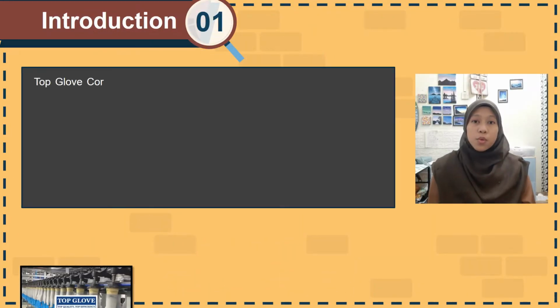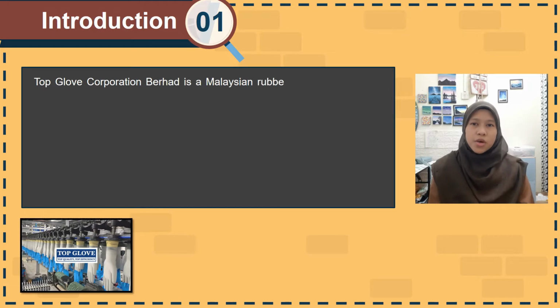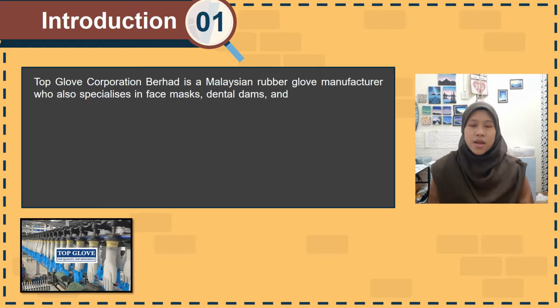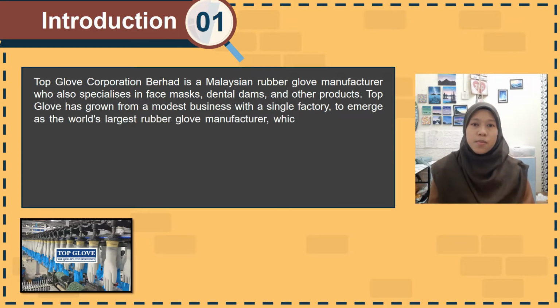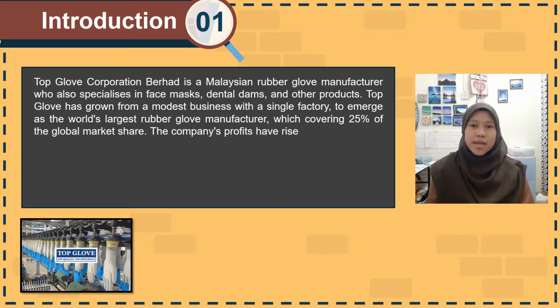As we know, Top Glove Corporation Berhad is a Malaysian rubber glove manufacturer who also specializes in face masks, dental dams, and other products. Top Glove has grown from a modest business with a single factory to emerge as the world's largest rubber glove manufacturer, covering 25% of the global market share.